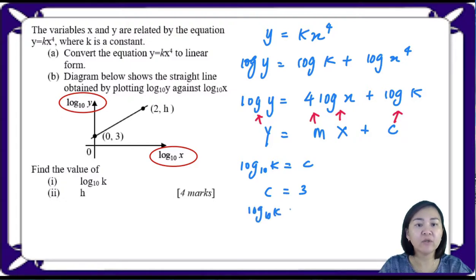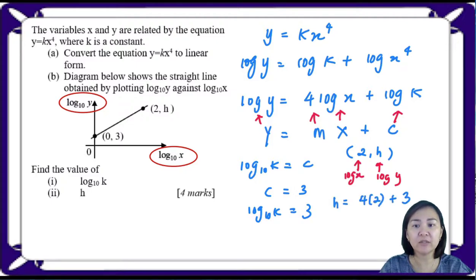Then, the next one is to find the value of h. To find the value of h, we have to substitute the point into the linear equation. Notice that for the point 2, h, the 2 is the value of log x, and the h is the value of log y. Then we substitute into the linear equation. Therefore, h equals 4 times 2 plus 3. The last answer for our h is equal to 8 plus 3, which is equal to 11. That's it for the answer.